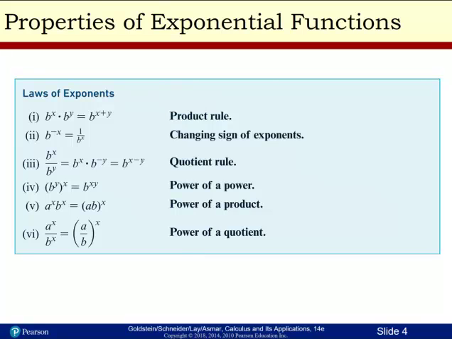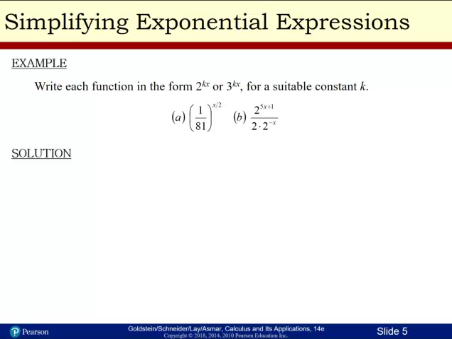If I have two different bases, a to the x times b to the x, I could rewrite that as a times b all to the x power. That's called the power of a product rule. If I have a to the x over b to the x, I could write all of that as a over b all raised to the x power. That's called the power of a quotient rule. We're going to need those when we're simplifying and when we're doing our calculus. So we just need a little bit of review here.